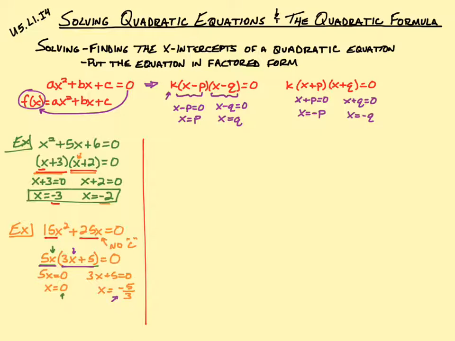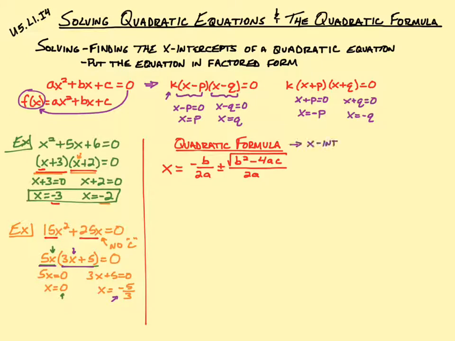Alright, so now what if it's not factorable in any way at all? Then we have our quadratic formula. And the quadratic formula is x equals negative b over 2a plus or minus the square root of b squared minus 4ac over 2a as well. You might have seen it as one big fraction, but we're going to look at it as two separate fractions just so we can find out some more information about our graph.